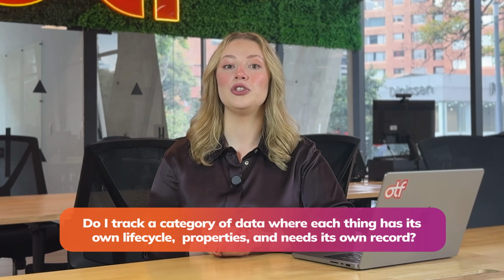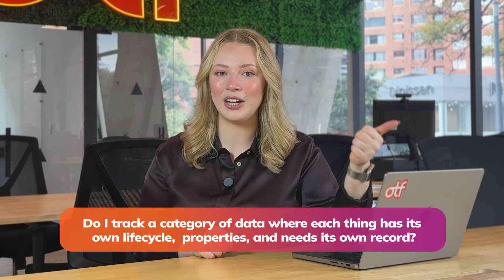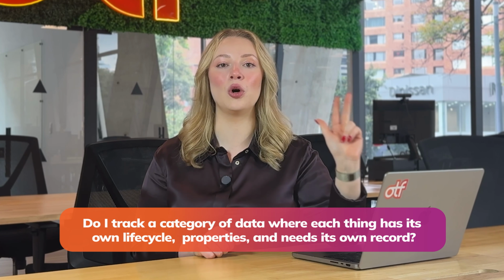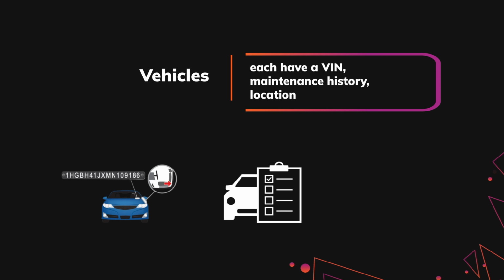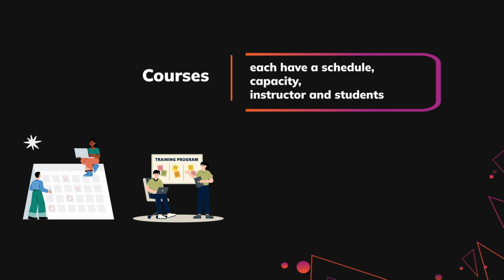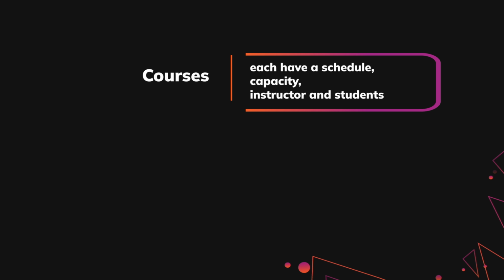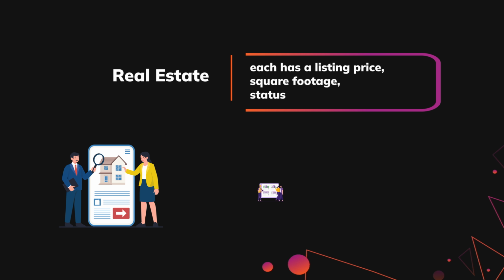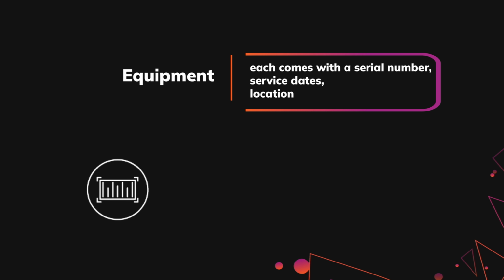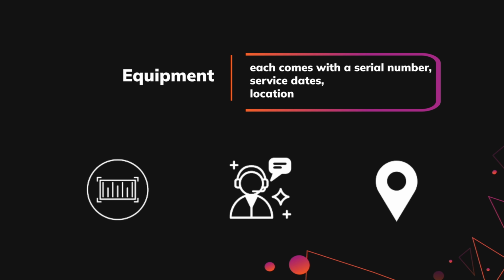And guys, here is a simple test to see if you need custom objects. First, ask yourself, do I track a category of data where each thing has its own lifecycle, properties, and needs its own records? For example, vehicles each have a VIN, maintenance history, and location. Courses each have a schedule, capacity, instructor, and students. Real estate each has a listing price, square footage, and status. Equipment each comes with a serial number, service dates, and location. So if you answered yes, then you probably need to implement custom objects in HubSpot.